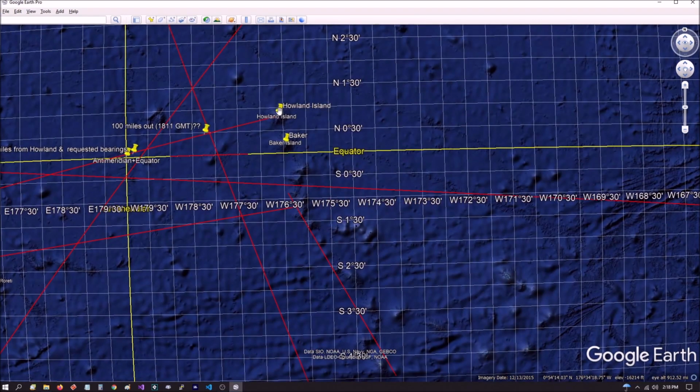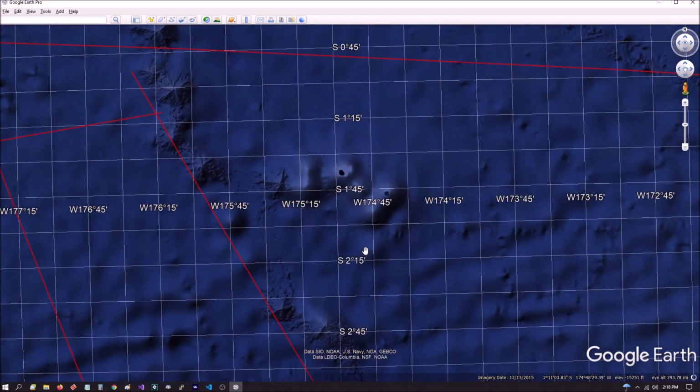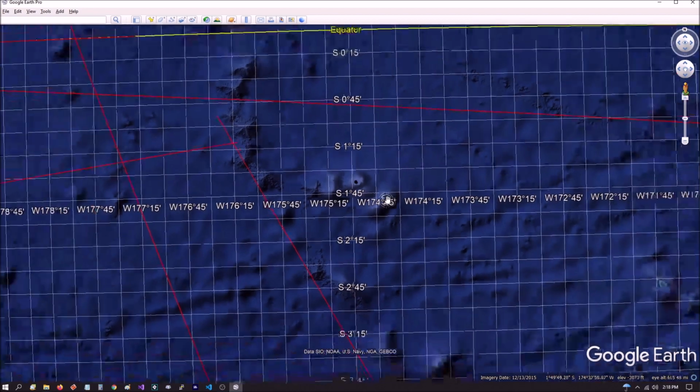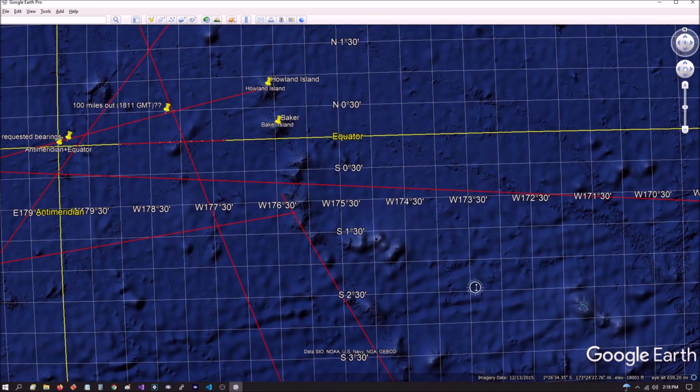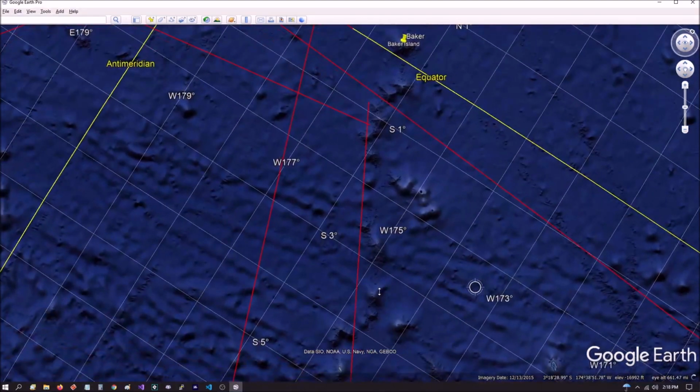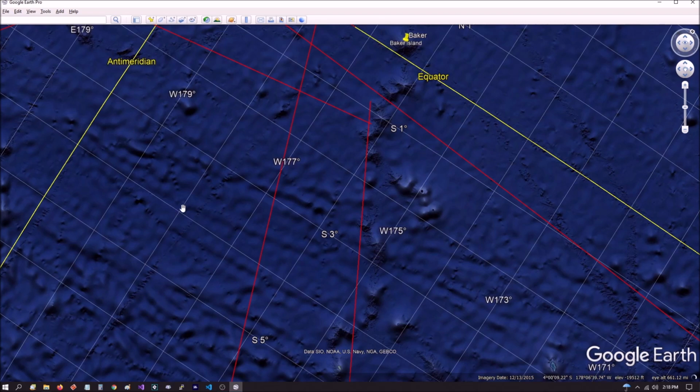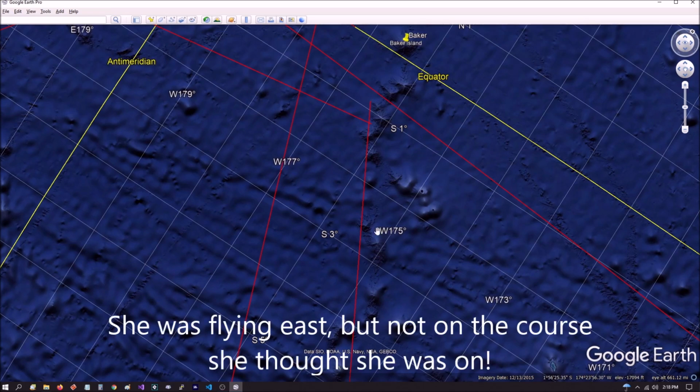And if you look at the pattern of Howland and Baker, just from a dead reckoning standpoint, these two uncharted, unnamed islands kind of look very similar. They're almost the same distance apart, even. The only difference between them is the angle. But like I said, she might have thought she was flying east at this point, but she wasn't.